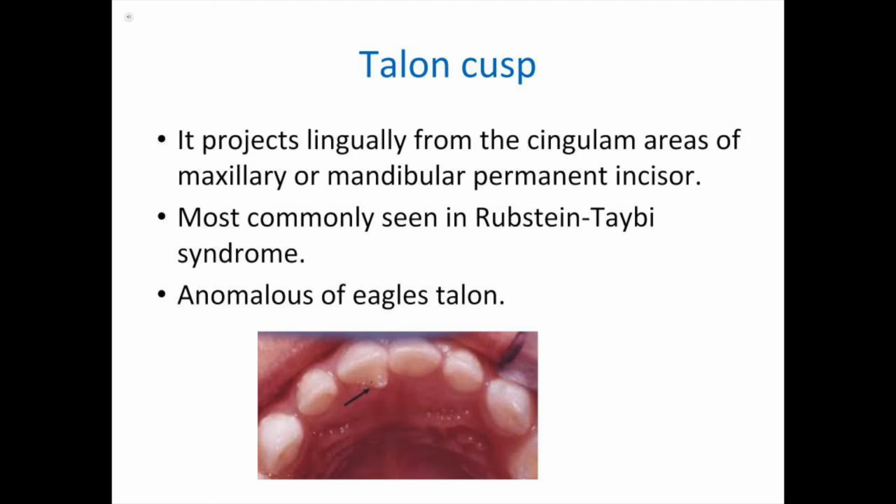Talon cusp. It projects lingually from the cingulum areas of maxillary or mandibular permanent incisor, most commonly seen in Rubinstein-Taybi syndrome, anomalies of Eagle's talon.